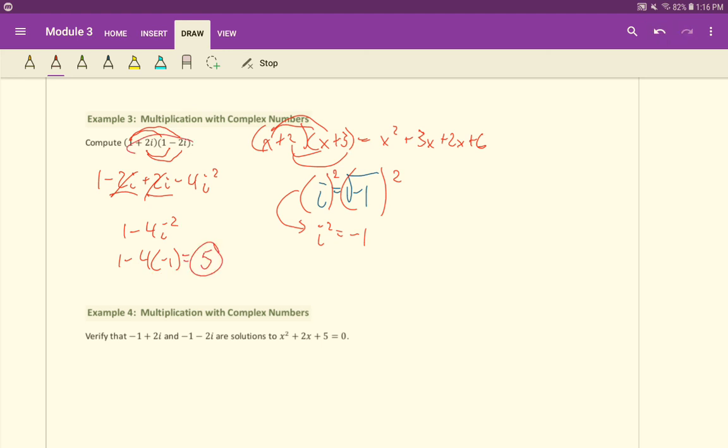So we start with something that's complex, it's got imaginary stuff in it. And then by multiplying and simplifying, we end up with just a totally real answer. No more imaginary stuff at all. Fascinating, huh?